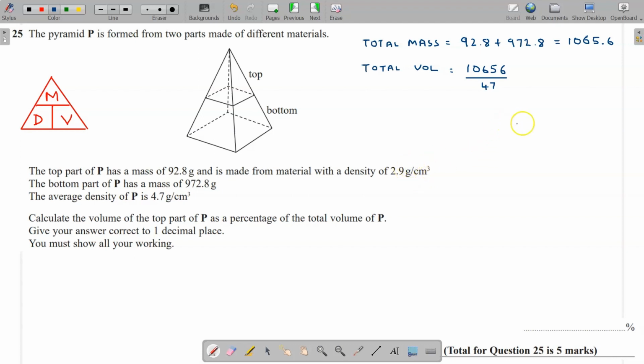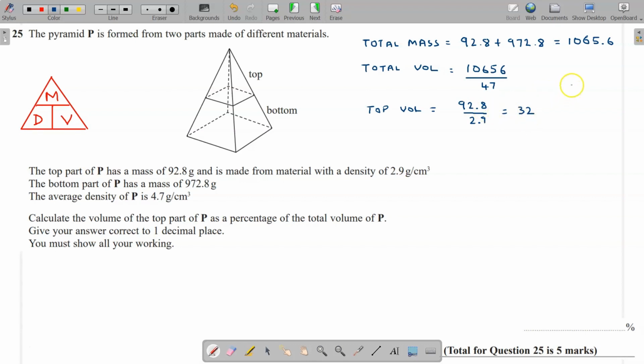Okay, don't need to know, by the way, what that number is. I don't need it. I just need to leave it like that for the moment. So the volume of the top part, I'll call it the top volume, simply comes from 92.8 divided by the density of that part, which is given as 2.9. When you put that on the calculator, it comes out at exactly 32. So we can just use 32.